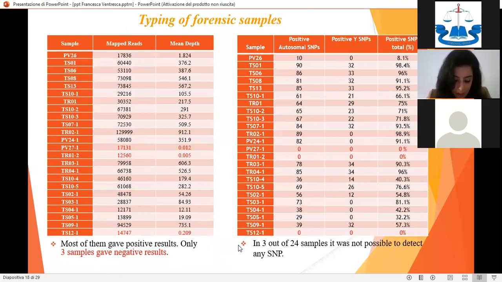Regarding the typing results of forensic samples, we can see that most of them gave positive results. Only 3 samples gave negative results. The negative results were the samples in red. As you can see, in this case, 0 SNPs have been detected.